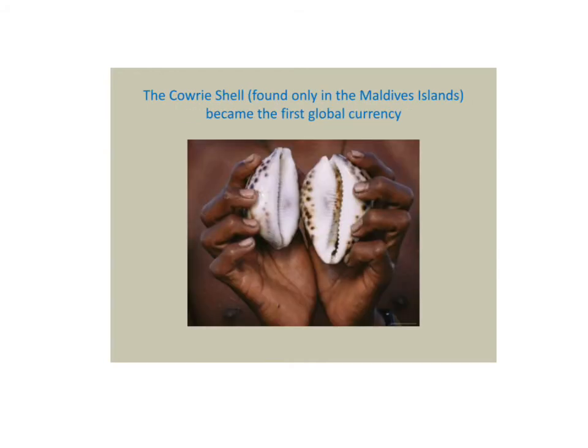That form of currency was a shell called a cowrie shell. That shell is found on the Maldive Islands. That became the first global currency. The Maldive Islands are a very small chain of islands which are located just southwest of the southern tip of India, and they're really just west of Sri Lanka. So that's where those shells would be found, and that became the common form of money that everybody used.